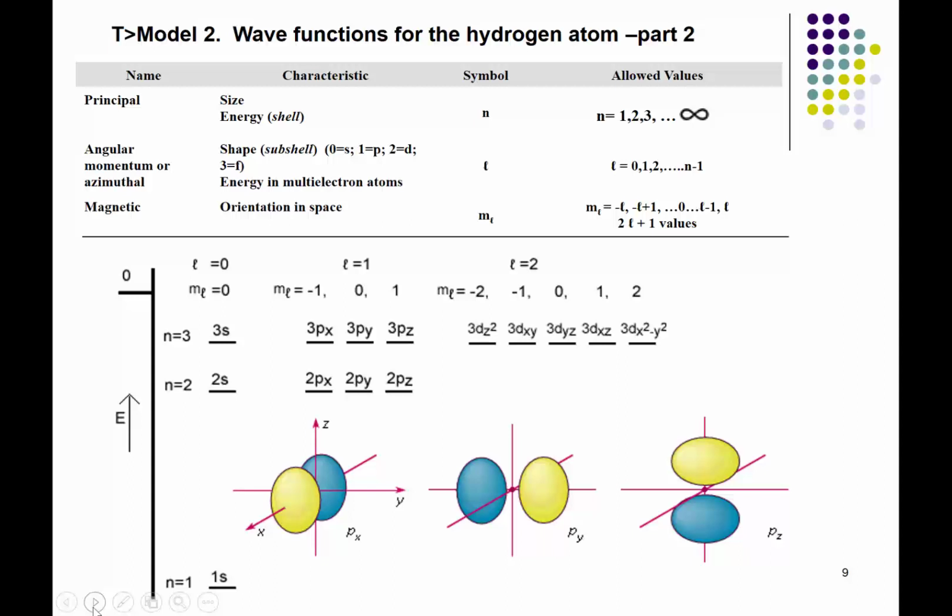These represent boundary surface diagrams, the probability of finding the electron 90% outside the nucleus. One of the interesting things about a p orbital is that there's a chance of finding that electron both, let's say, above and below an axis. However, you'll notice that there's a node actually right at the nucleus. So there's no chance of finding the electron near the nucleus if it's in a p orbital.